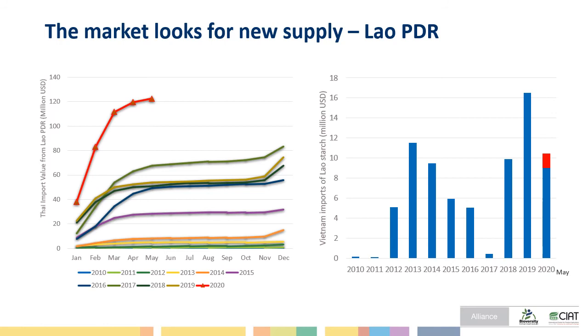One of the other impacts that we're seeing is the expansion into Laos. In a previous slide, we had the exports from Laos, and in 2019, we were down here. But in 2020 already, for May, we're at $120 million of Thai imports from Laos. And we'll touch on that again in the Laos presentations this afternoon. You can also see here the starch exports have also started to increase.